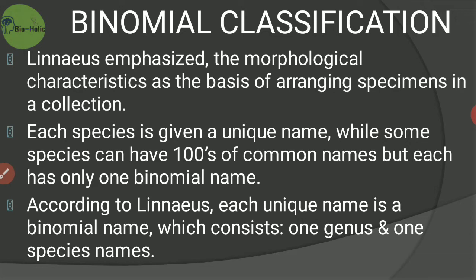So, when you have to convey the name to a person who is far away from you, you can't use the common name of any animal or plant, because common names are local and used only for a specific area. So then you have to use a binomial name. That means a standard name which is known to everyone, which will reflect the correct identity of that organism, isn't it? Thirdly, each unique name is a binomial name, consisting of one genus and one species according to Linnaeus. Earlier, during Aristotle's time, a species name consisted of up to 10 to 12 words.